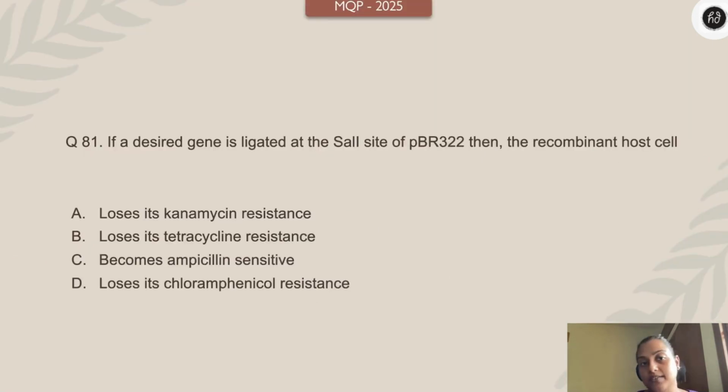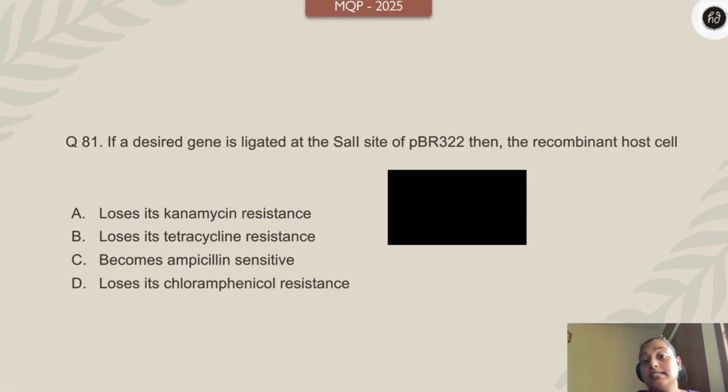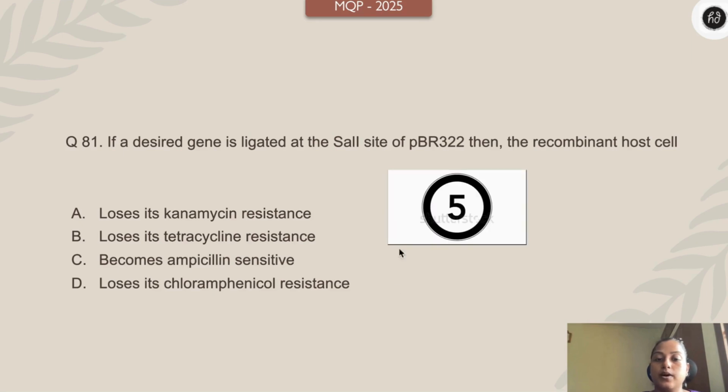Here goes the very first question. If the gene is located at the Sal I site of pBR322, then the recombinant host cell loses its kanamycin resistance, loses its tetracycline resistance, becomes ampicillin sensitive, or loses its chloramphenicol resistance. What happens if you put your gene in the Sal I site of pBR322? Your time starts 3, 2, 1 right now.